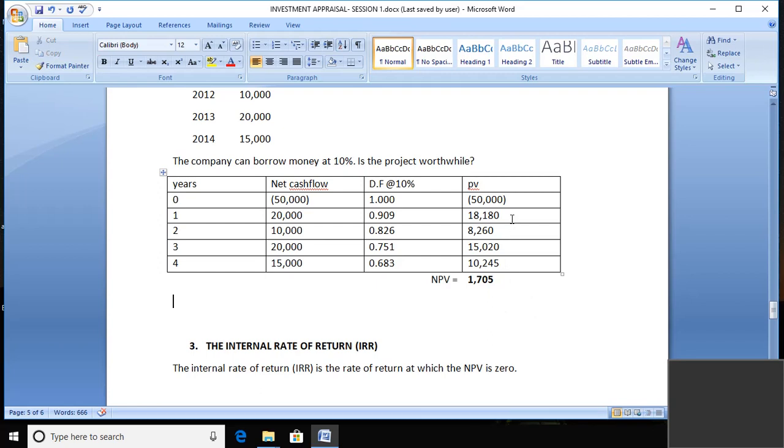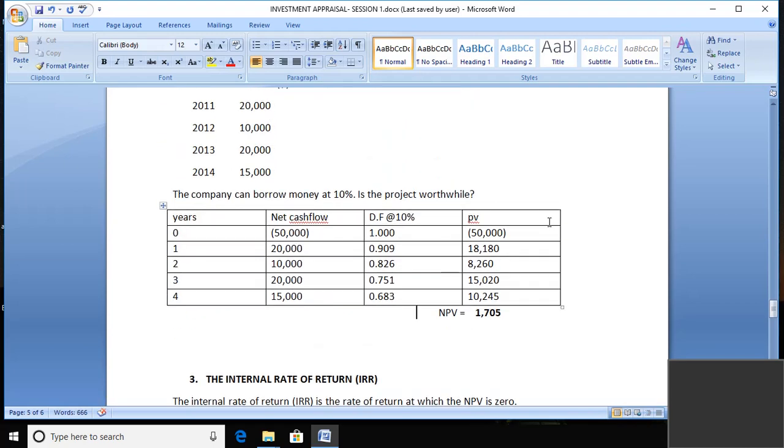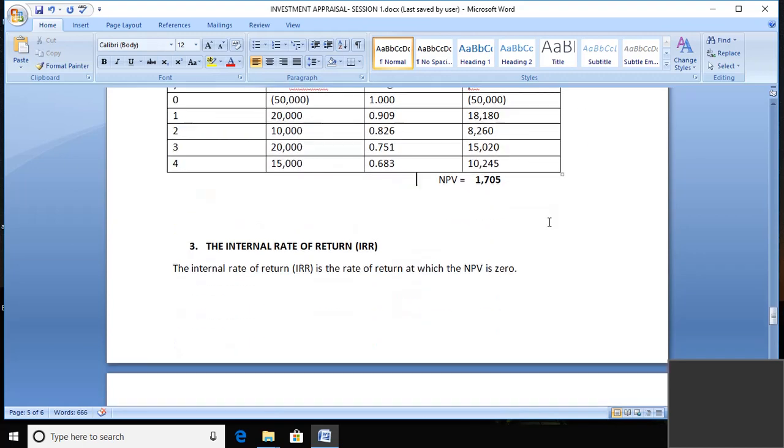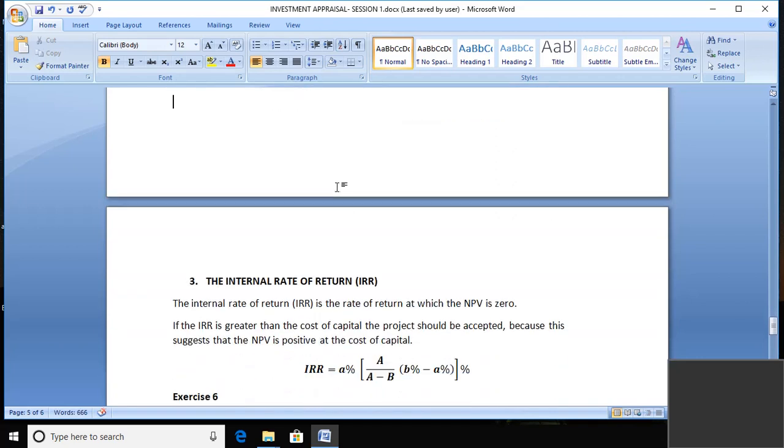1,705 is a result of adding or summing up these cash inflows. When you get the total, then subtract the cash outflow, 50,000. You have a remainder of 1,705. This is the positive cash flow. So the conclusion is that the project is profitable. The project must be accepted. The company should go ahead and invest in that machine. So that's how we deal with the net present values.